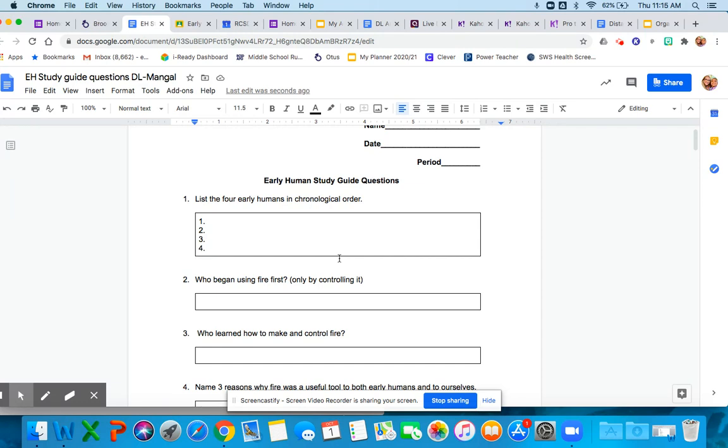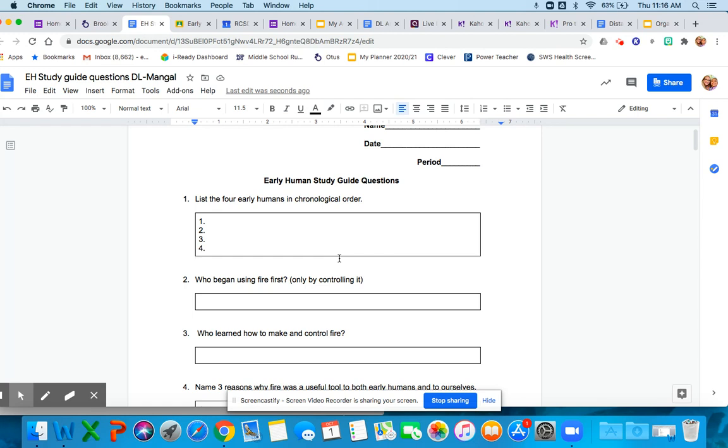Number 1, list the 4 early humans in chronological order. So number 1 is Australopithecus, 2, Homo habilis, 3, Homo erectus, and 4, Neanderthal, or Homo neanderthalensis.